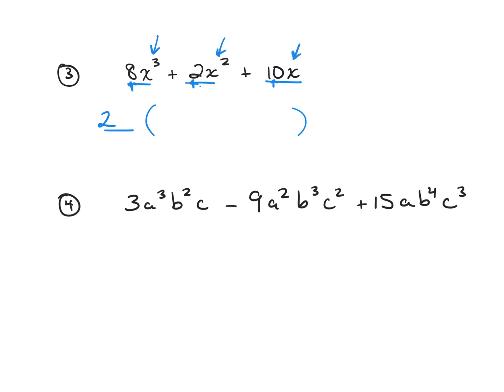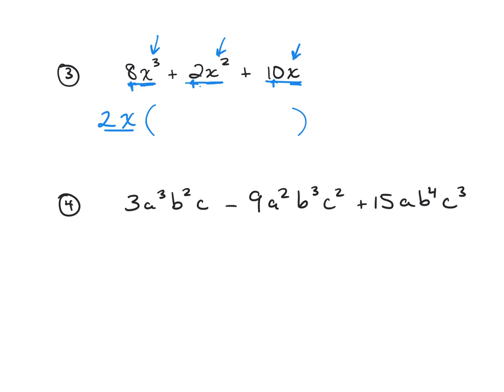So the question is how many do they all share? If you notice, they don't all share 3 because this one has 2 and this one has 1. So inevitably, they can only ever share the amount that the term with the least has. In this case, the last term only has 1x, so they can only at most share 1. Even though this has 2 and even though this has 3, they can only at most share 1. So I write 2x.